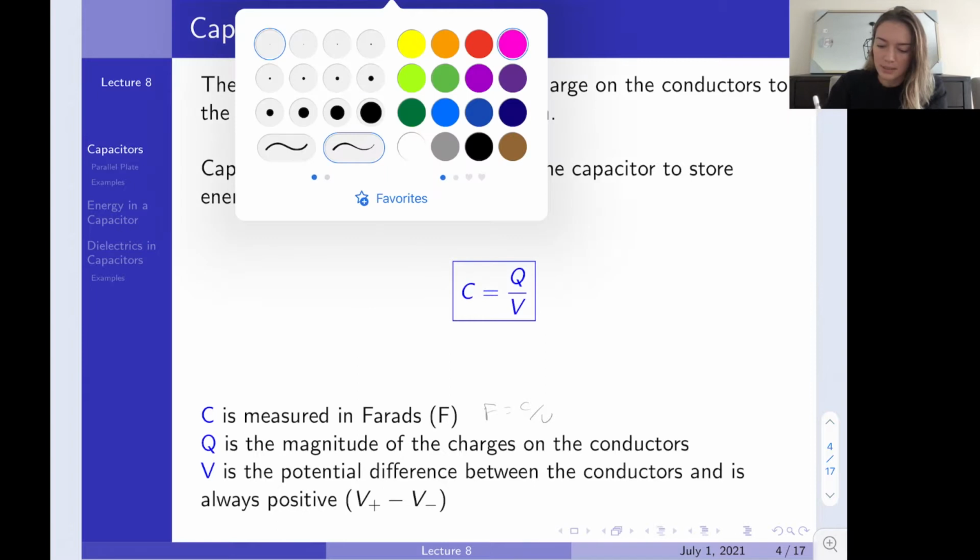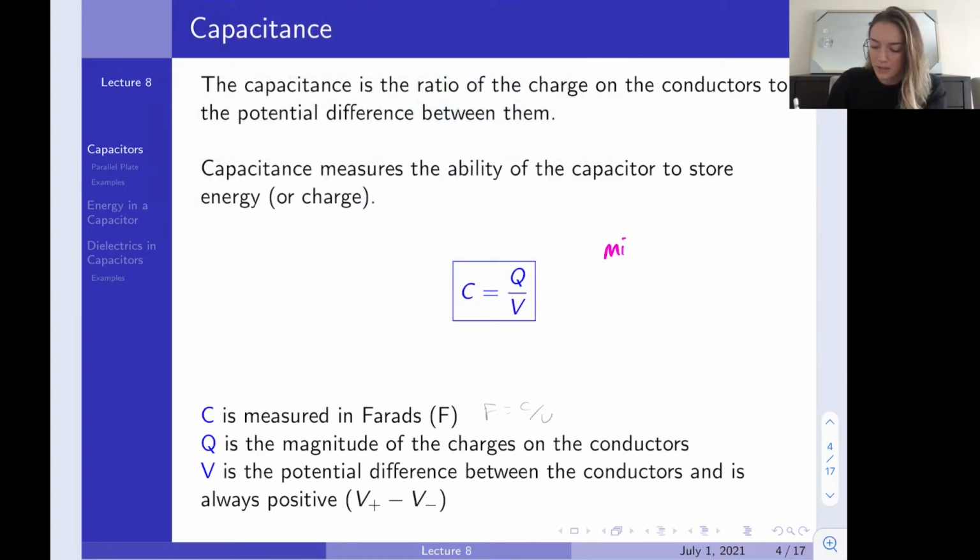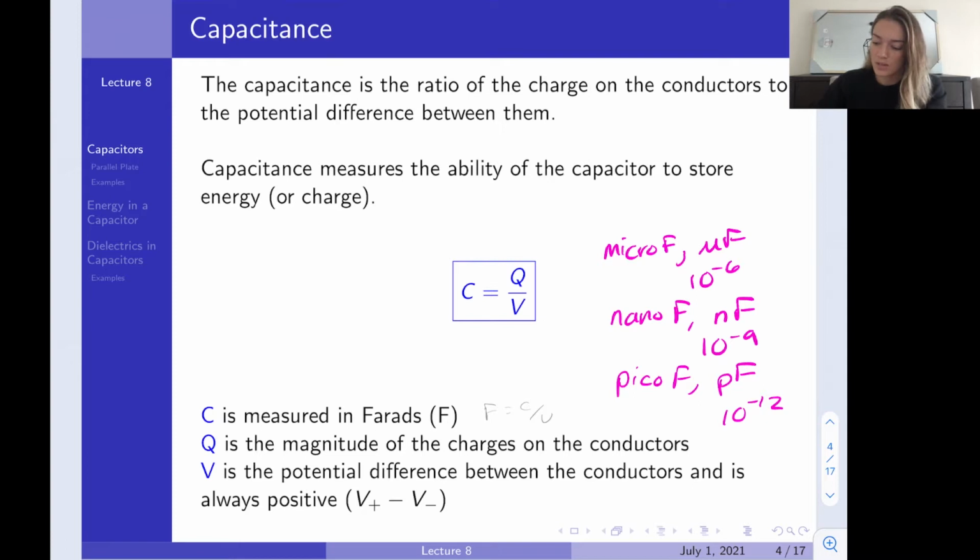Just a reminder, you're going to be seeing microfarads a lot. That is mu F. A micro is a mu, and that is 10 to the negative 6. You'll see nanofarads a lot, which is nF, and that's 10 to the negative 9. And then you're also going to see picofarads, which is pF, and that's 10 to the negative 12. These are the most common prefixes that you'll see: micro, nano, pico, and definitely memorize the 10 to the negative 6, 10 to the negative 9, and 10 to the negative 12.